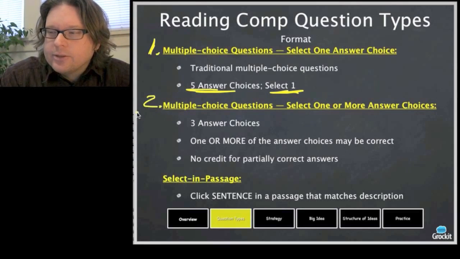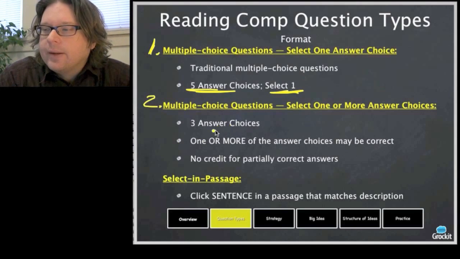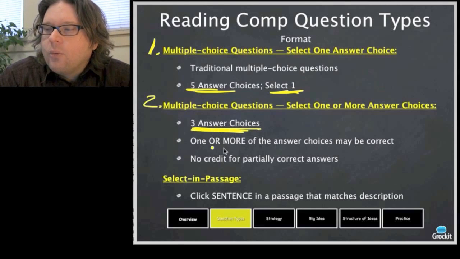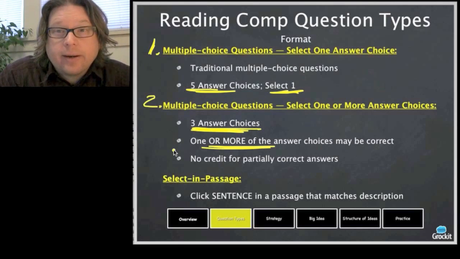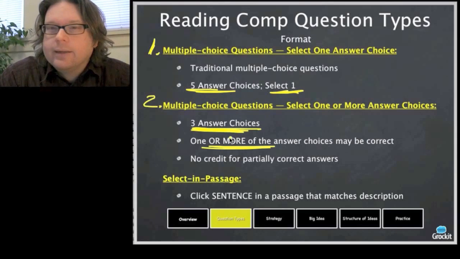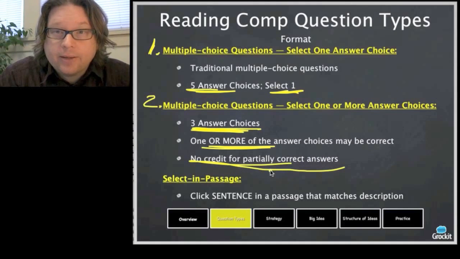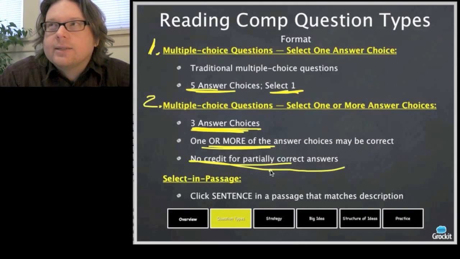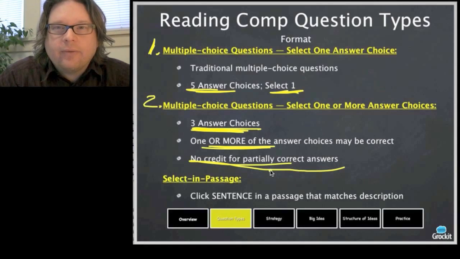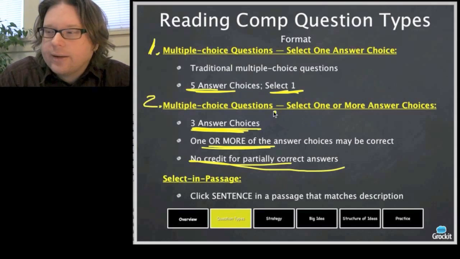The new one on this new GRE is multiple choice questions with one or more answer choices correct. There will be 3 answer choices. One or more of the answer choices may be correct. It may still be only one that's correct, but it may be 2 or 3 of them. And you get no credit for partially correct answers. So if you select 1 and your 1 was one of the 2, that's just as wrong as if you selected 2, one of which was the 1 correct answer. If you mark something wrong in any way on that question, the whole thing's wrong. You don't get partial credit.